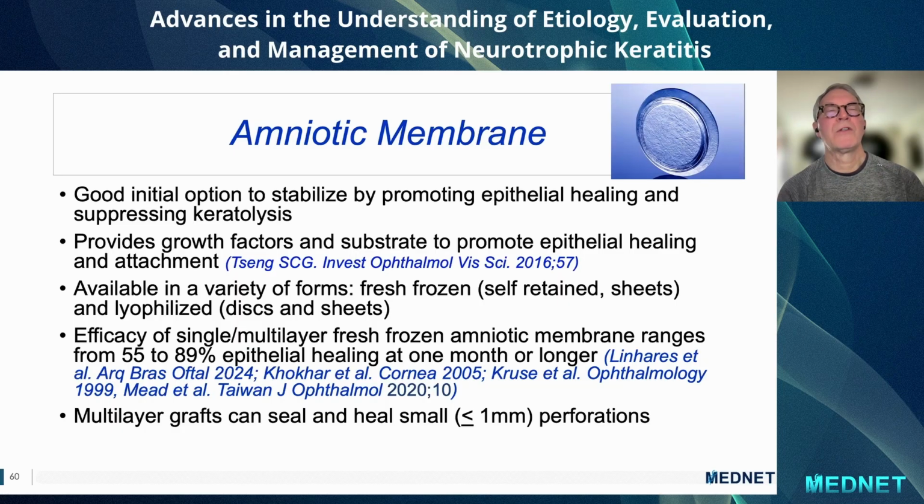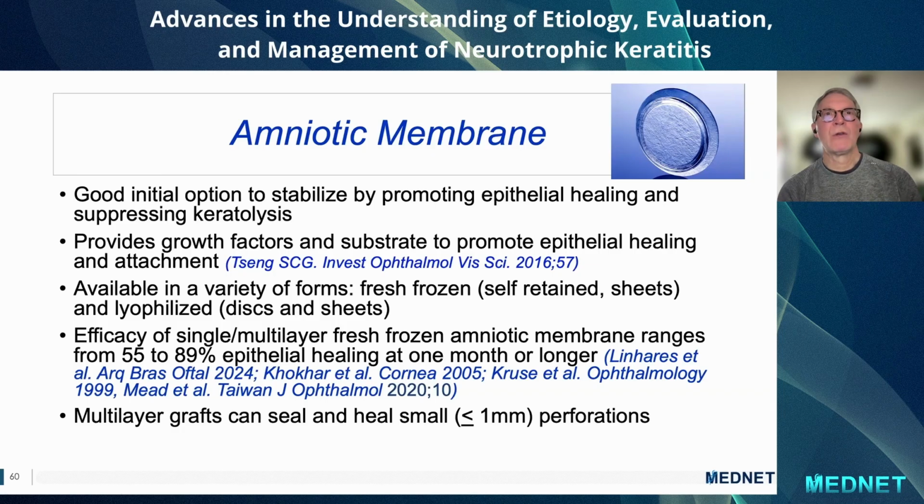Amniotic membrane, as Walter showed, is a great initial option to stabilize by promoting epithelial healing and suppressing keratolysis. It releases a lot of growth factors and also has factors in it that inhibit protease activity. It provides growth factors and substrate to promote epithelial healing and attachment. So it's kind of like sprinkling fresh soil down into the wound. It's available in a variety of forms, from fresh frozen, self-retained, or sheets, and lyophilized as discs and sheets.